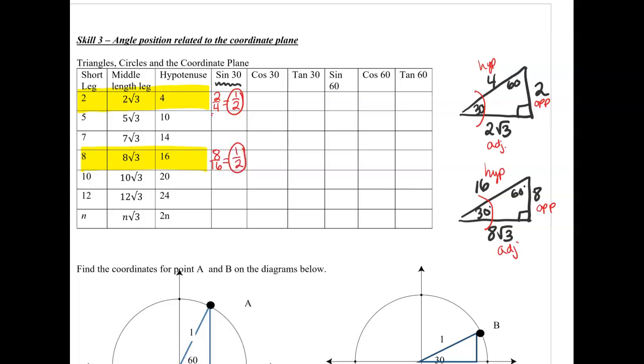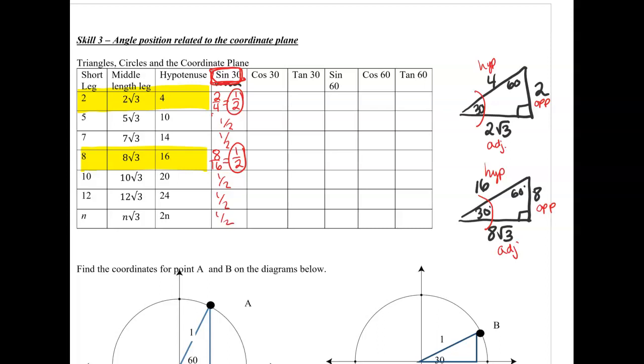So basically this means even if the triangles get bigger, the calculation for sine of 30 stays the same. So you know what the answer is going to be to all of these? It doesn't matter how big the triangle is, we're always going to get 1/2.